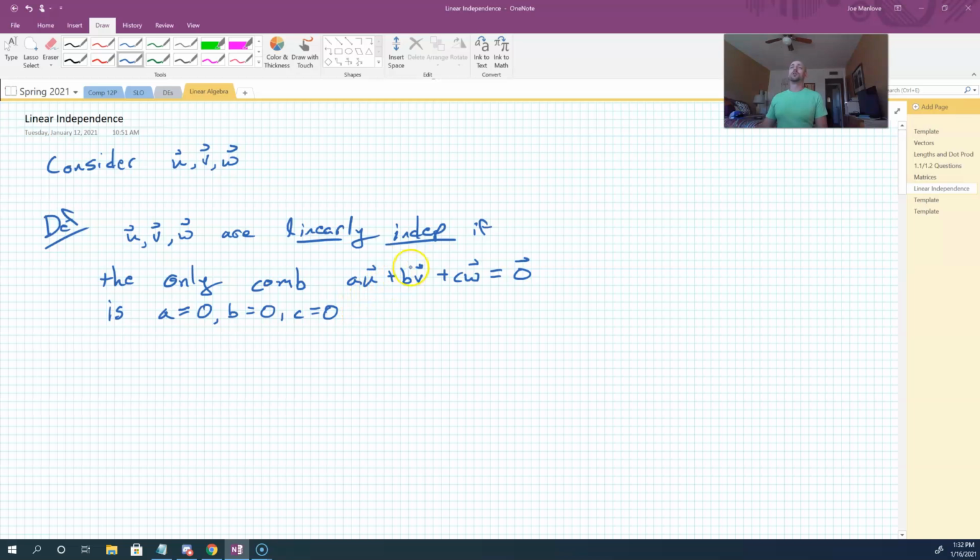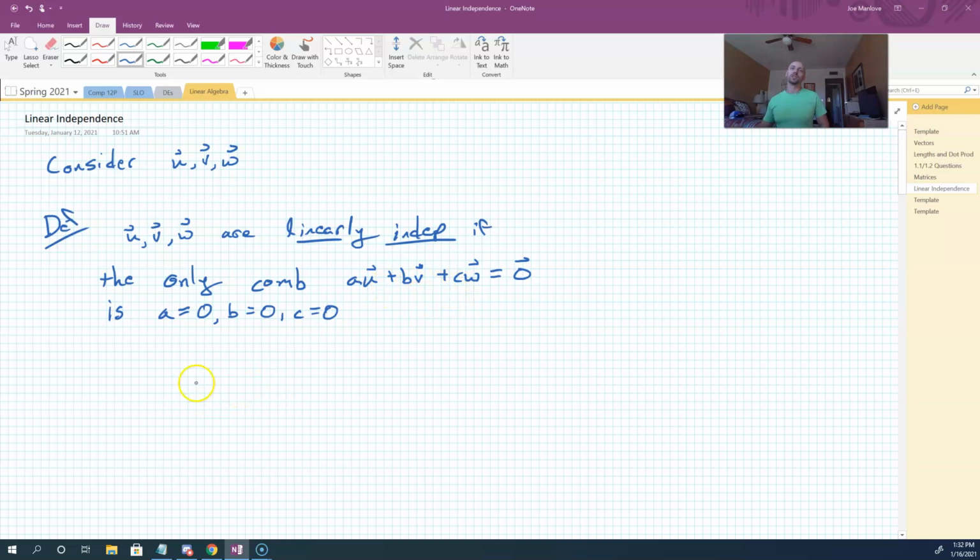In other words, the only way you can combine these things to get the zero vector is when all the coefficients are 0. Right, so the only linear combination of these to equal the zero vector is when a, b, and c are 0. Now, this doesn't seem like it's super related to linear combinations. I mean, it kind of, yeah, maybe. The easier way to realize this is that it means one of these vectors is in the plane made by the other two.